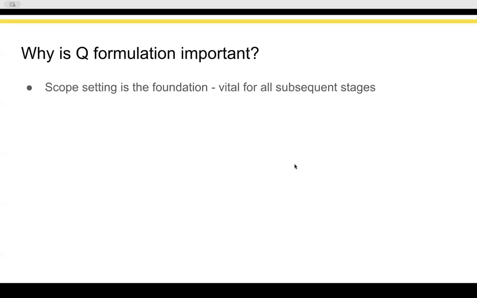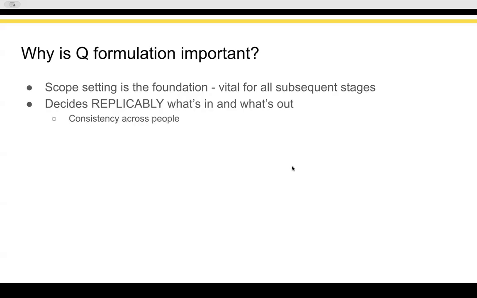So why is it important? Well, scope setting is the foundation of all evidence synthesis. If you get it wrong and you answer a different question, every subsequent methodological stage is based on this question formulation and specification stage. So it's really important to do well at the beginning. It also decides replicably what's in and what's out. So in order for us to be consistent over time and across colleagues and with verification from other people reading the review, we want to be very specific about what's relevant and what's not.